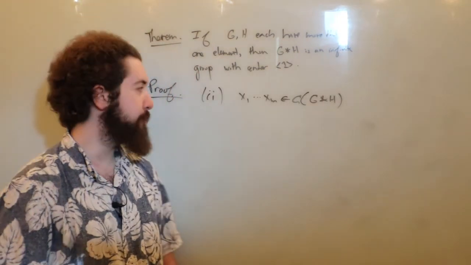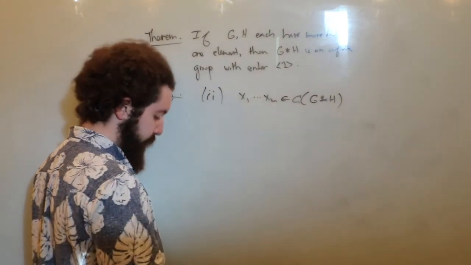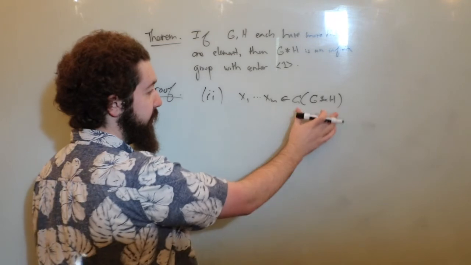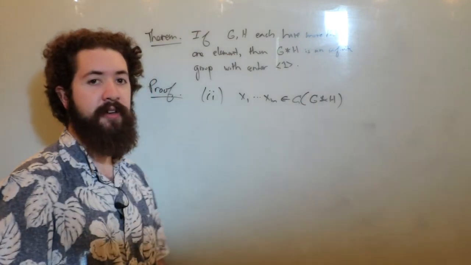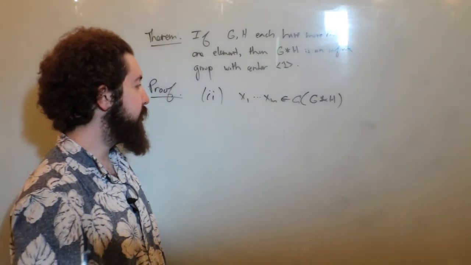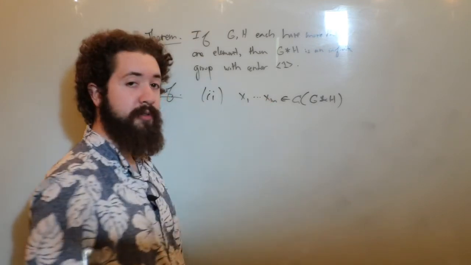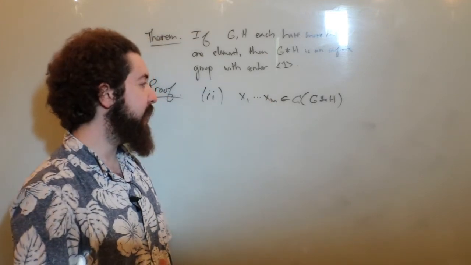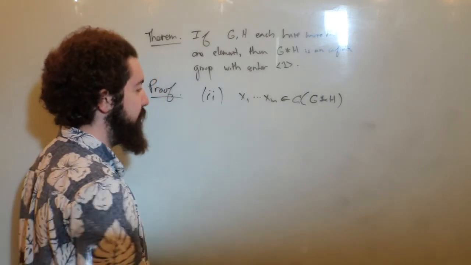Okay, now for part two. So let x1 all the way up to xm be an arbitrary element in the center of the free product. So recall that to be in the center, you have to commute with every other element of the group. And so what we're going to do to show that there is no non-trivial word such that it commutes with every other element is we're going to find an element which it doesn't commute with. And this is pretty straightforward.